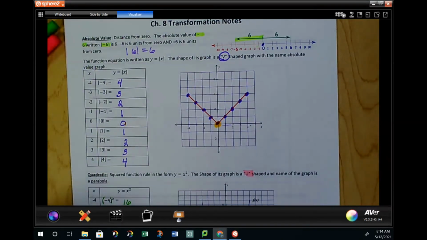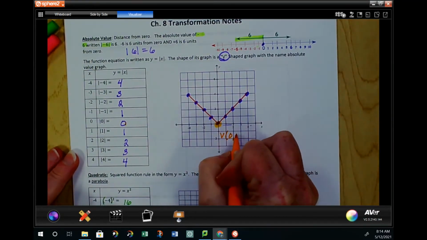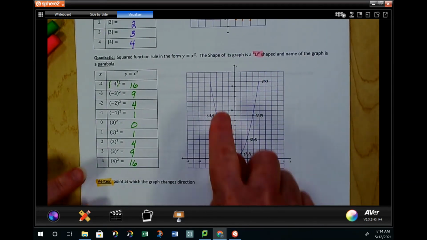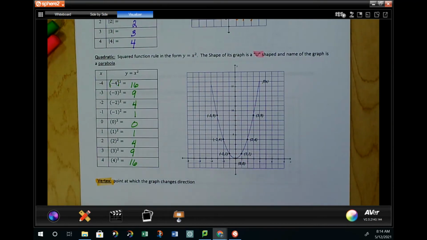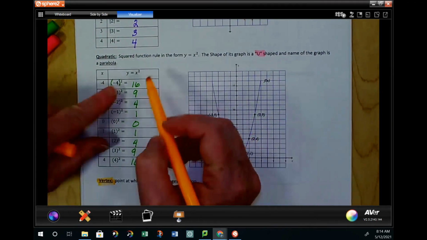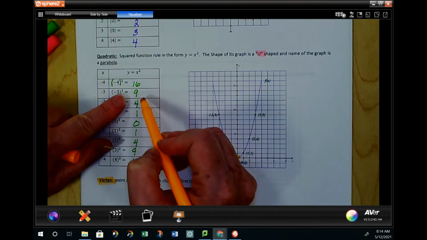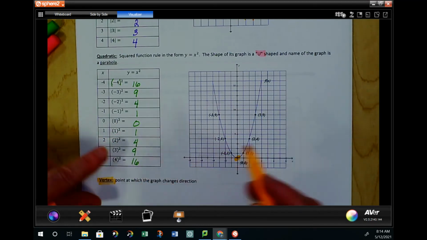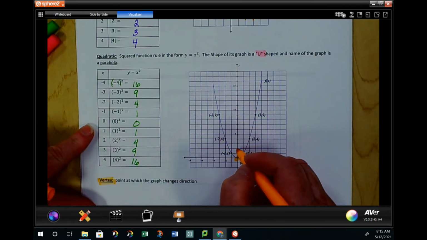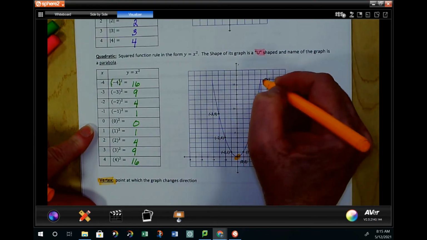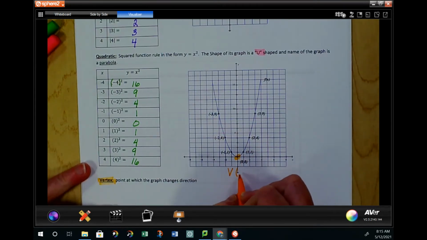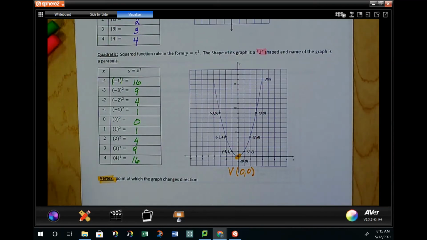My vertex point for this one is 0, 0. And then on this other graph, again, is your vertex point, where the direction changes. I'm going down, down, down, and then I hit this point and it starts to change. My numbers are going smaller, 16, 9, 4, 1, 0, and then they start to increase, 1, 4, 9, 16. It stops, I change direction, and I start going up. So the vertex point on both of these, I'm using V for vertex, is 0, 0.